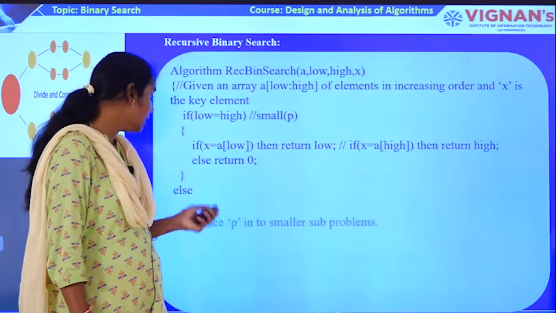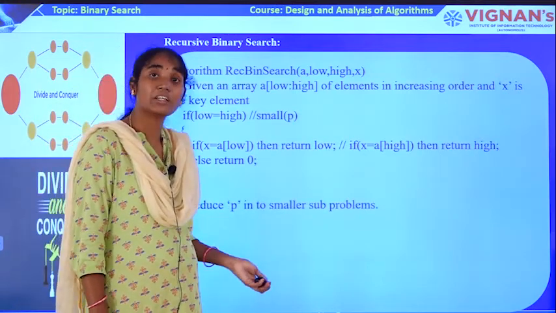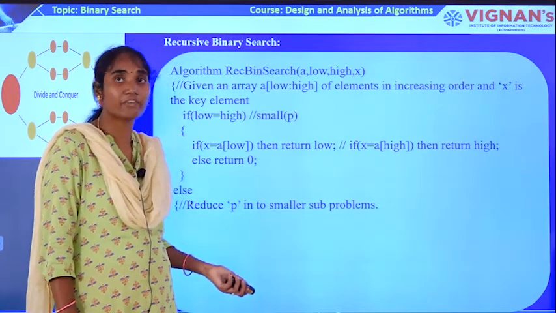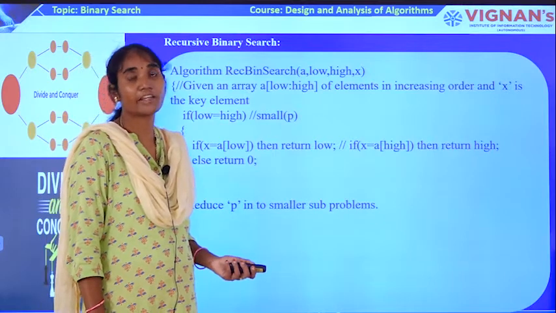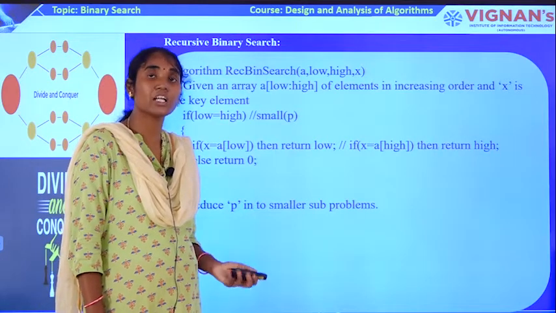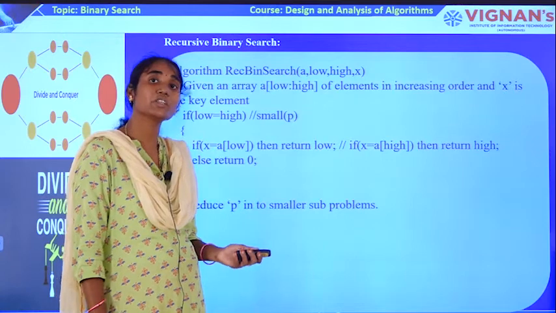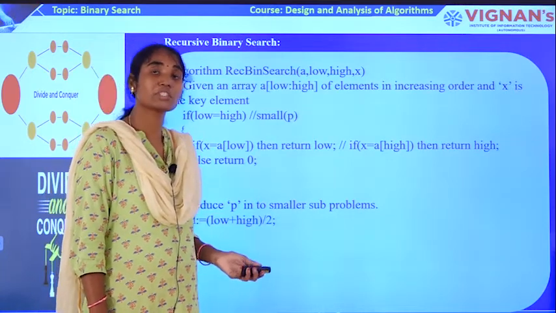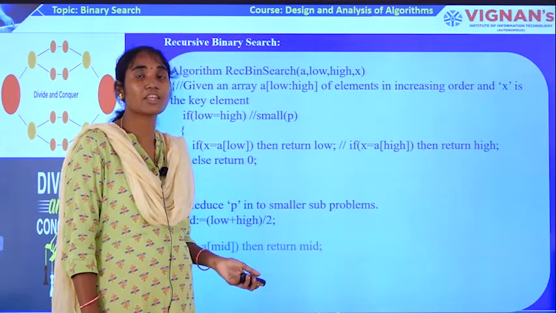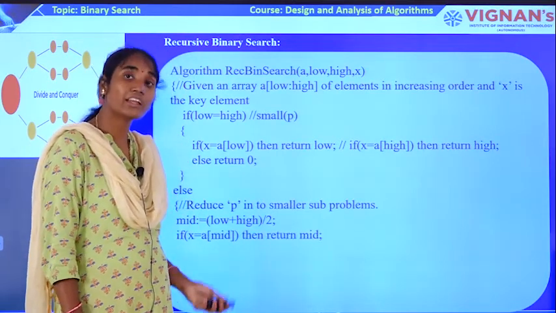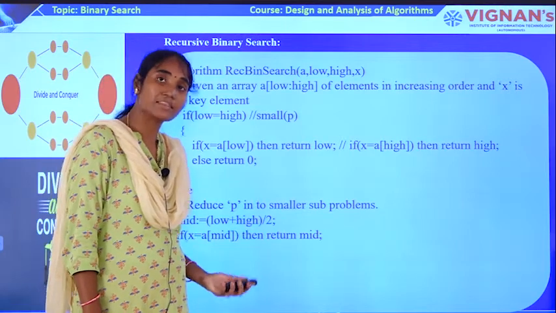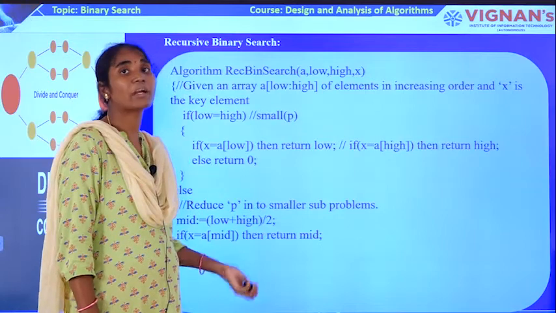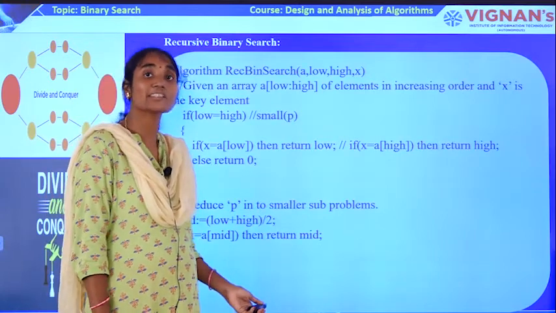Now, else. So, this else comes under if the list is having more than one element. If the list is having more than one element, simply I have to apply the DnC procedure. So, to apply that, I have to find out the mid position, which is low plus high by 2. Now, if x is equal to a of mid, so simply return the mid position. Otherwise, if x is less than a of mid, then I can conclude that the key element x is found in the left sublist. So, as it is found in the left sublist, the low remains same and the high changes to mid minus 1.